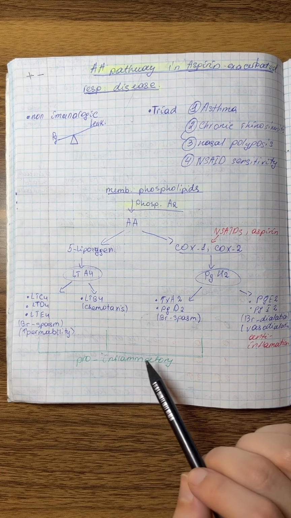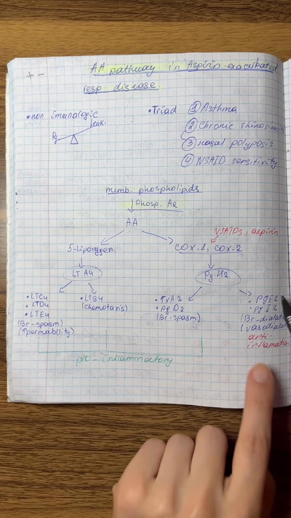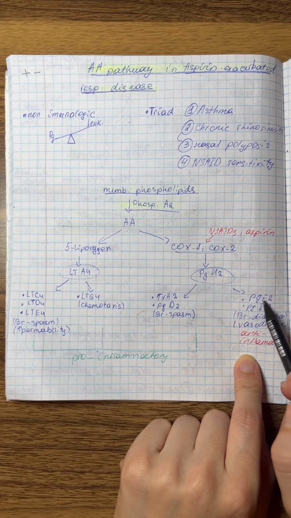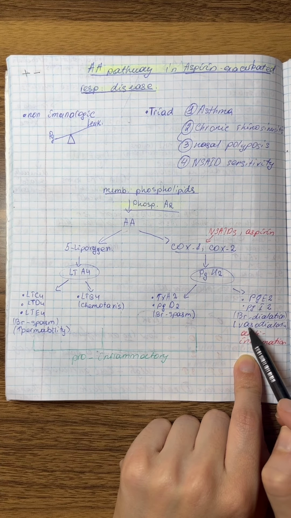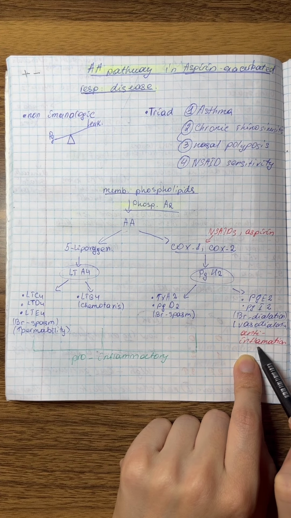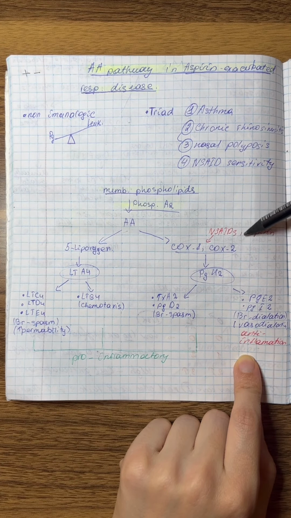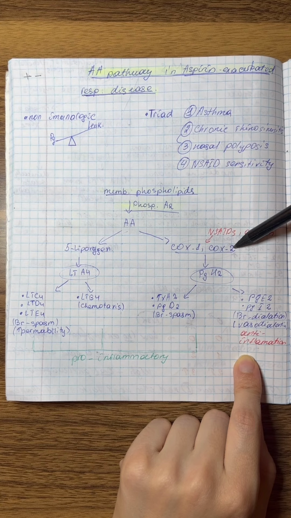And prostaglandin H2 can be converted to prostaglandin E2 or I2, also called prostacyclin, and these two will cause bronchodilation and vasodilation, and are anti-inflammatory. Medications that we call NSAIDs, or non-steroidal anti-inflammatory drugs, and aspirin inhibit cyclooxygenase 1 and cyclooxygenase 2, or COX1 and 2 enzymes, and inhibit the prostaglandin H2 release.